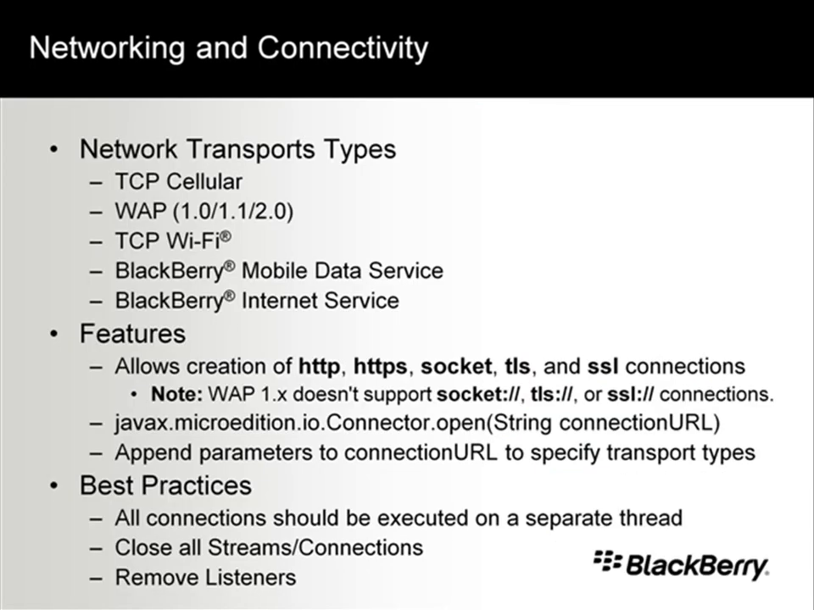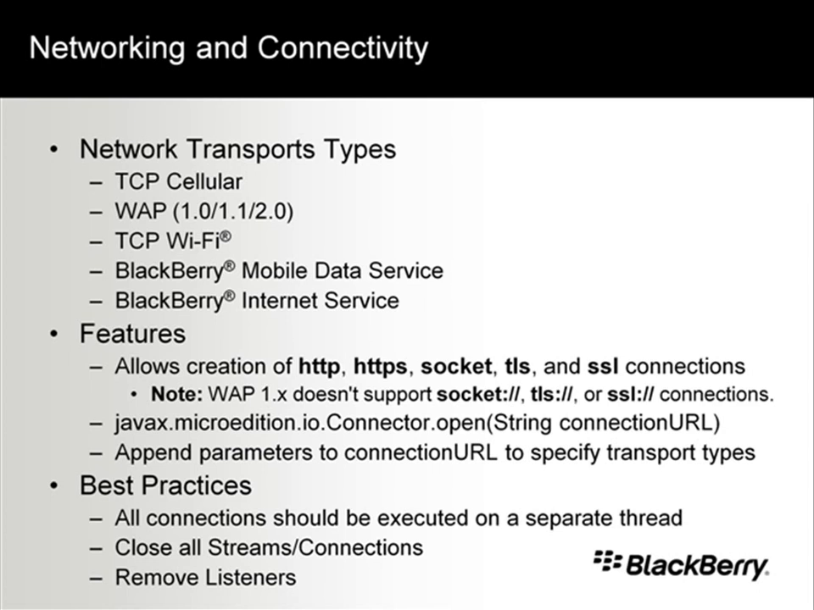The 5 transport types available on BlackBerry are TCP Cellular, WAP, including WAP 1.0, 1.1, and 2.0, TCP Wi-Fi, BlackBerry Mobile Data Service, and the BlackBerry Internet Service. All of these transports allow the creation of HTTP, HTTPS, socket, TLS, and SSL connections, except for WAP 1.1 and 1.0, which only permit HTTP and HTTPS connections.